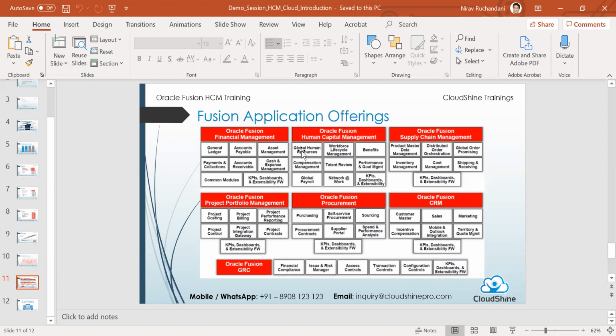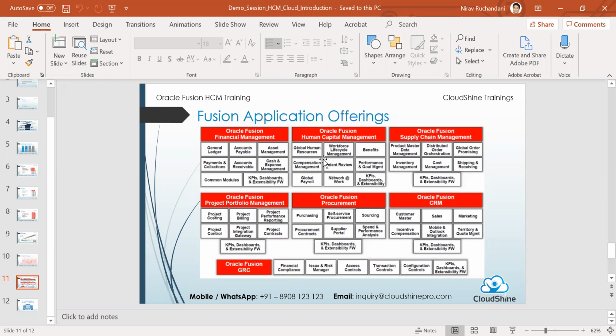On Fusion HCM, to be precise, there are these different areas which you will see, and we'll talk about what is part of the scope of this particular training, and what we will cover in this training as well. In a bit, we'll go through the course content after this slide. But essentially, these are the different modules.